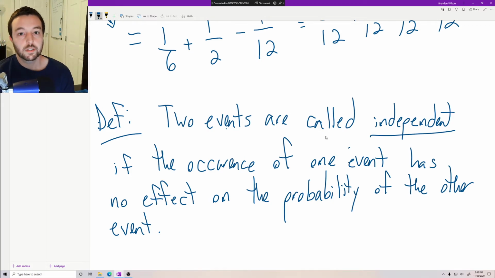If you were to flip a coin twice in a row, what you get on the first throw has nothing to do with what you get on the second throw, right? So we would call the first and second throw independent.